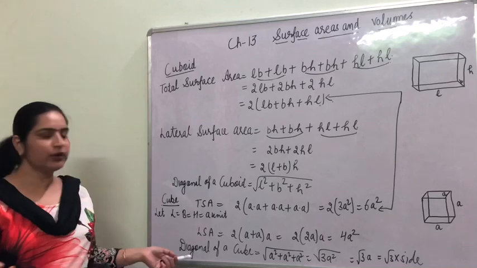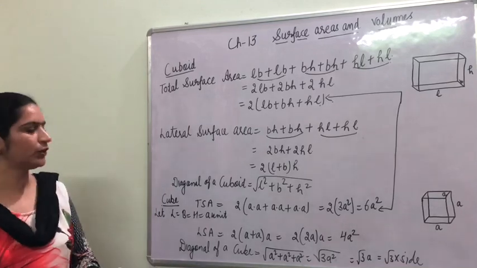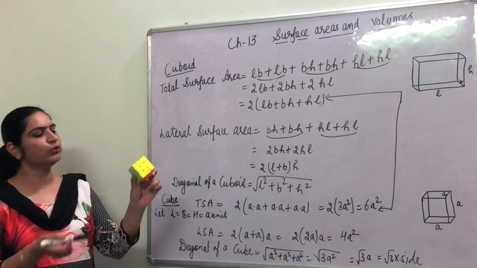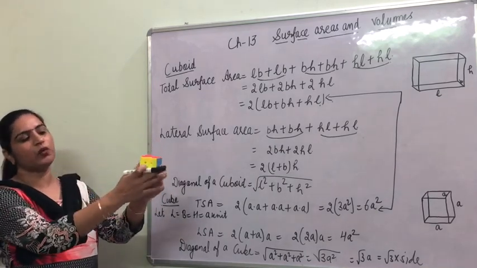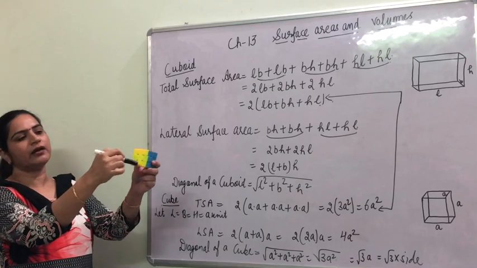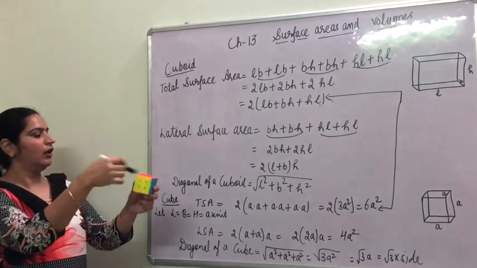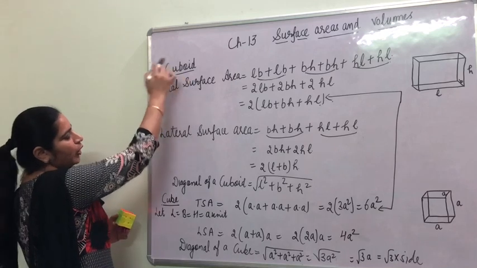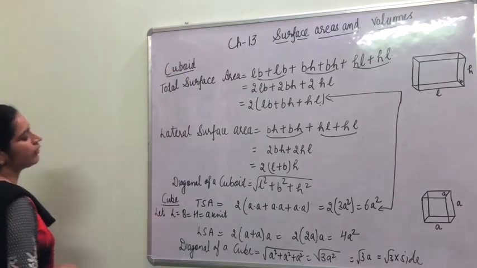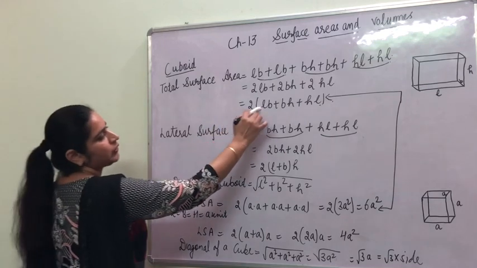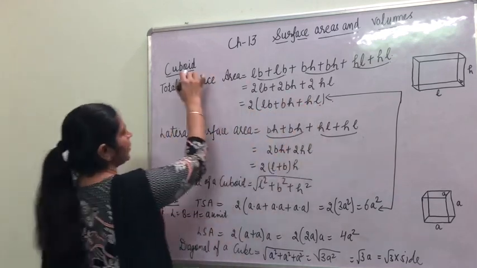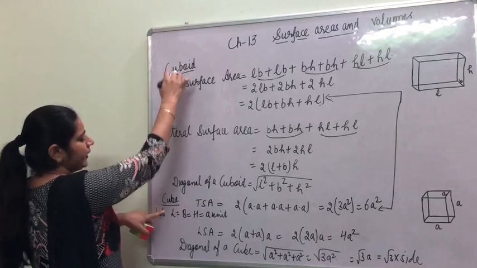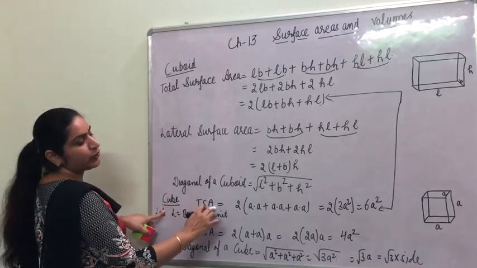Now I am showing you one example of a cube. Look here. A cube is also actually a cuboid whose sides are all equal. Where length, breadth and height are all equal, it becomes a cube. With the help of the formula of the cuboid, we can easily find the formula of the cube also. Twice of LB plus BH plus HL is the total surface area of the cuboid. Similarly, we can find the total surface area of the cube also.